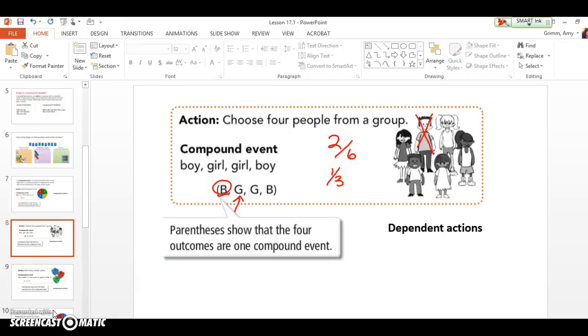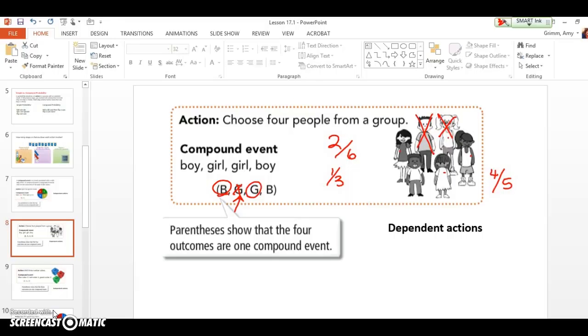Okay? So now I pick a girl. So 1, 2, 3, 4. 4 out of 5 to get a girl. Okay? So let's say I pick her. Now, what am I supposed to pick next? A girl. Another girl. Okay? What's my probability now? 3 out of 4.